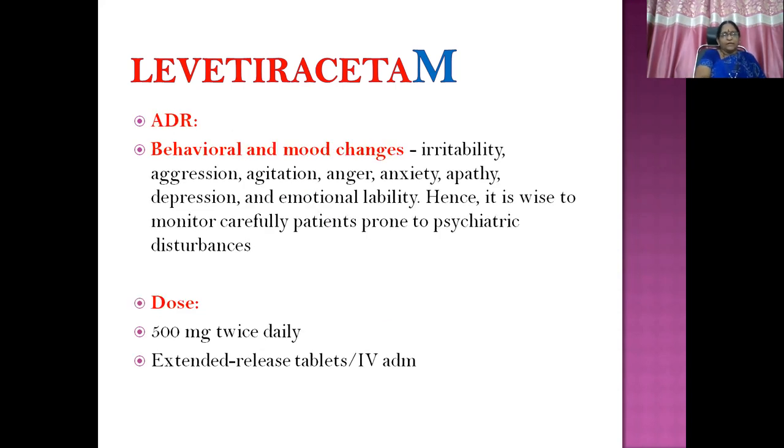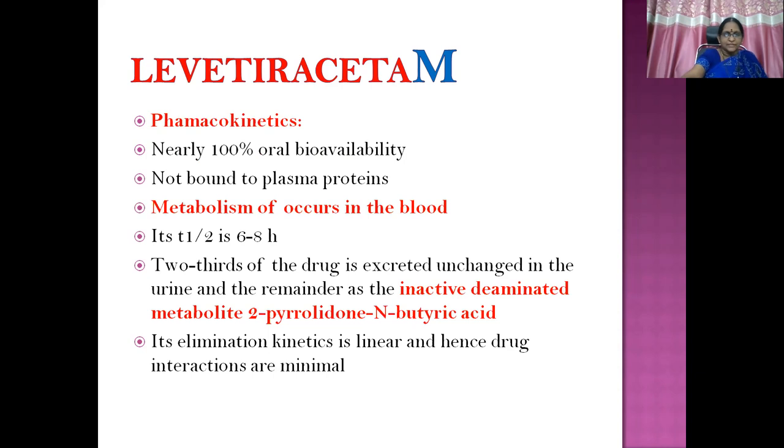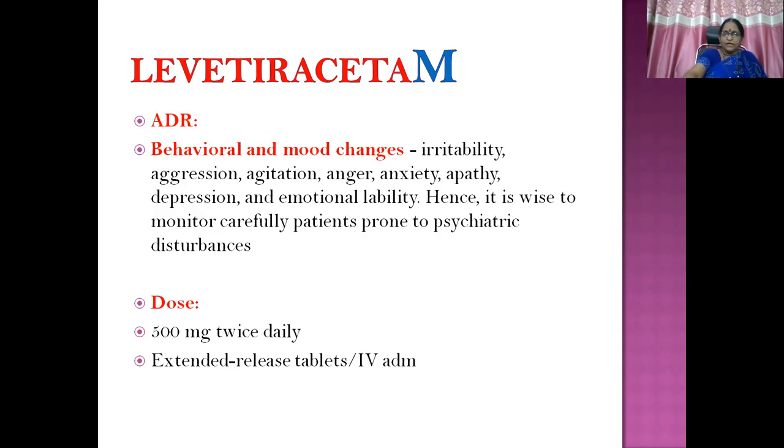Then behavioral and mood changes. M4, mood changes. So here, what we have discussed, this point, metabolism. And here, mood changes. So M4, metabolism in the blood, and then mood changes, like irritability, aggression, agitation, anger, anxiety, apathy, depression, emotional lability. If at all you administer this molecule, you need to monitor the patient for psychiatric disturbances very carefully.